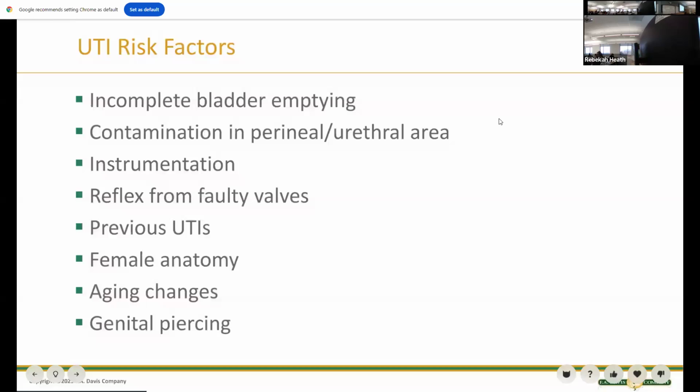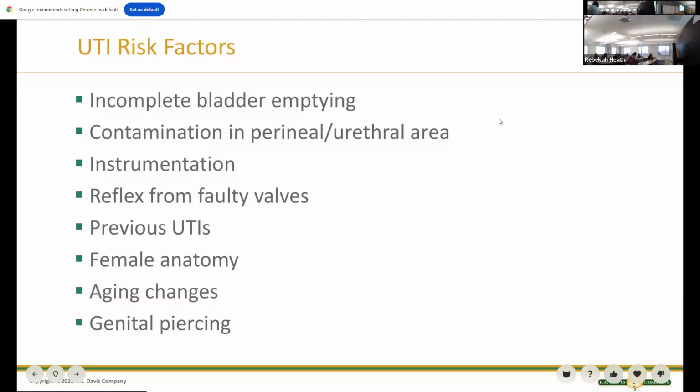So UTI risk factors. Incomplete bladder emptying. Some people, because of a neurological condition or other reasons, maybe prostate issues, can't empty their bladder all the way. So a lot of that urine sits in the bladder and doesn't get emptied out. And anything that's just sitting around for a while tends to get more infected, right? Just like a pond. A pond usually has a lot of algae and other things growing, whereas if you have a river moving, things are flowing through, you usually don't have a lot of algae growing in it because it's moving. It doesn't have that time to grow. That kind of makes sense?